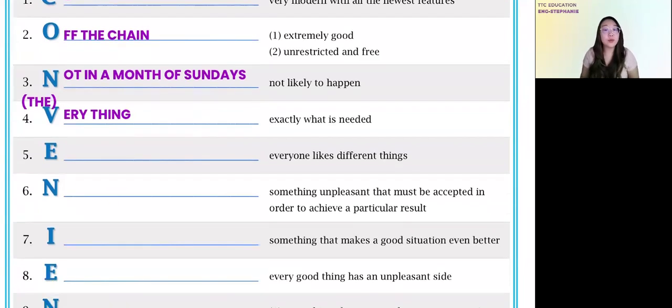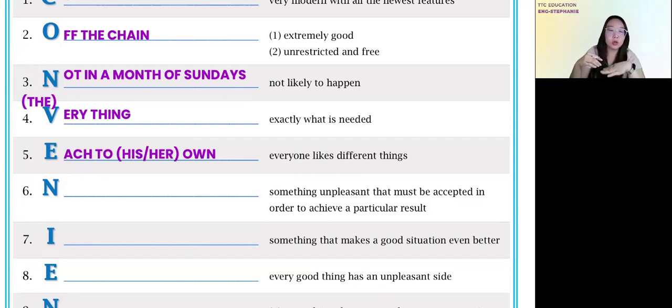Next, we have our fifth one. If you want to talk about how everyone has their own opinions and preferences, you can say each to his or her own. It means everyone will follow their own preferences and do things based on their own preference. So everyone likes different things: each to his or her own.